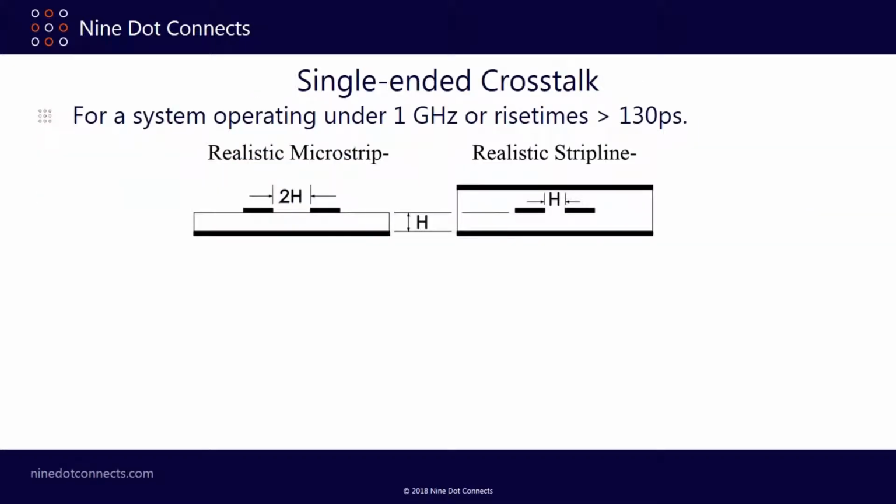So in single-ended crosstalk, a lot of you will probably be dealing with systems operating under 1 gigahertz or rise times greater than 130 picoseconds. And these are realistic separations, with H being the thickness of your substrate, then separation between microstrips being 2 times that thickness is typically sufficient. And then in stripline, only 1 thickness of the substrate.